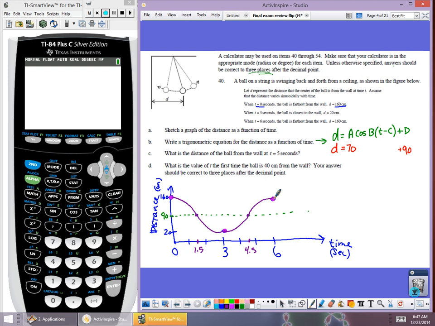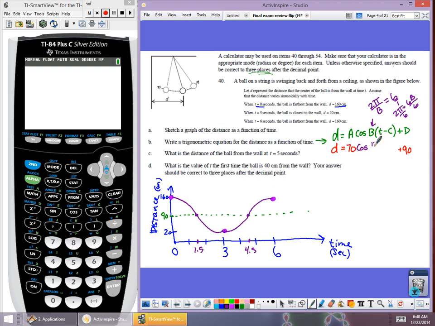All right, so in order to find B, we need to know about the period. So the period here is 6 seconds. And our formula for the period is 2 pi over B is equal to 6 seconds. I want to set up a proportion and go crisscross. So 2 pi equals 6b, and divide by 6. And 2 pi over 6 simplifies to pi over 3. So b is pi over 3.